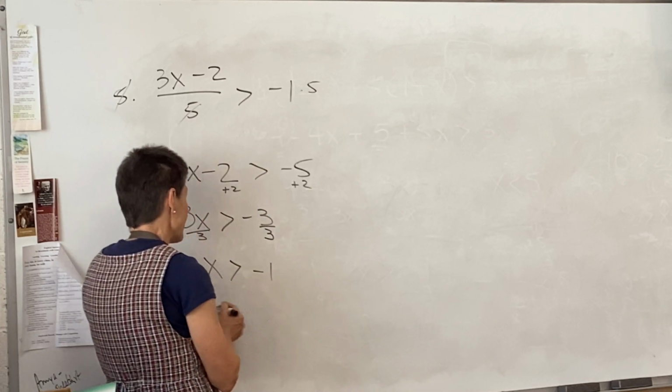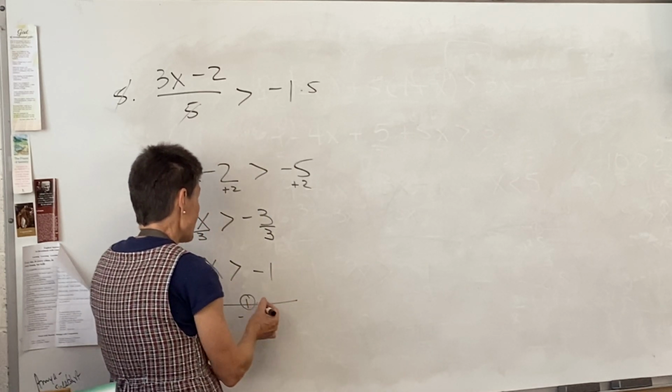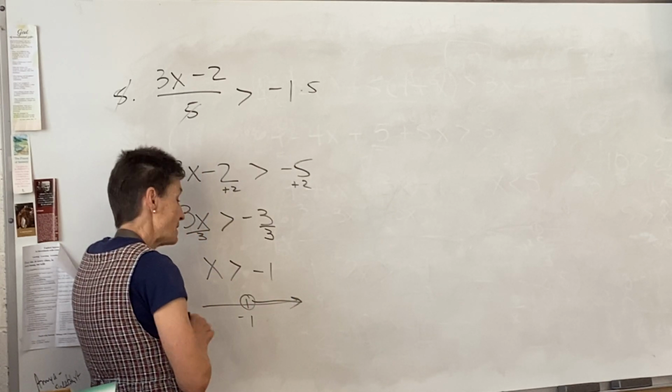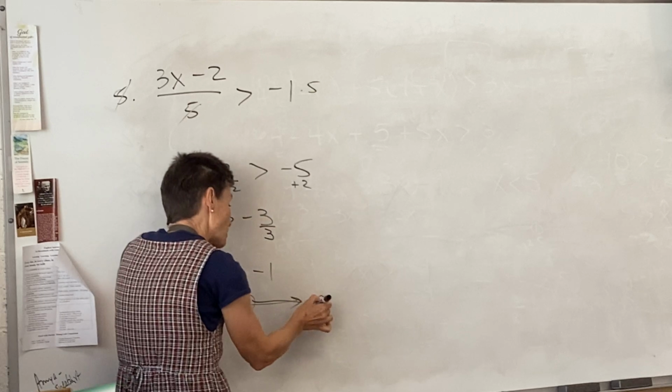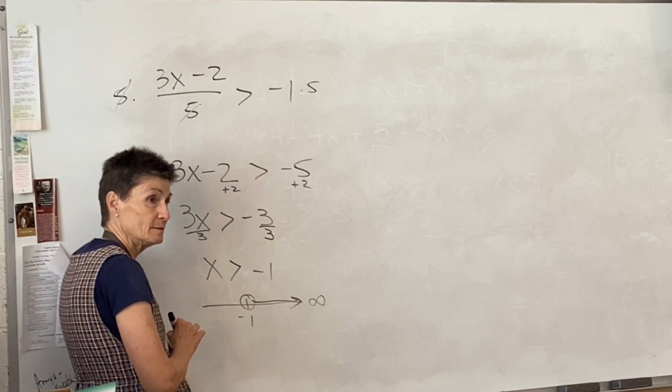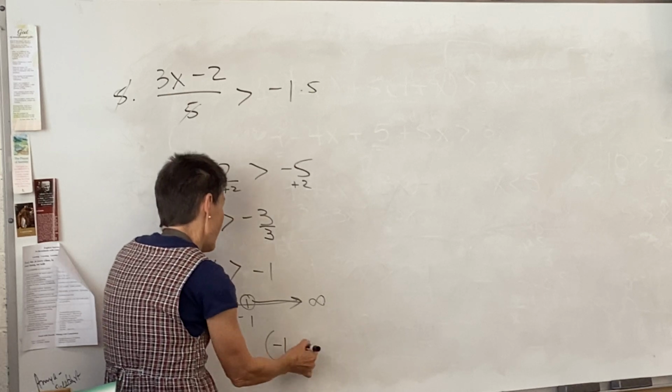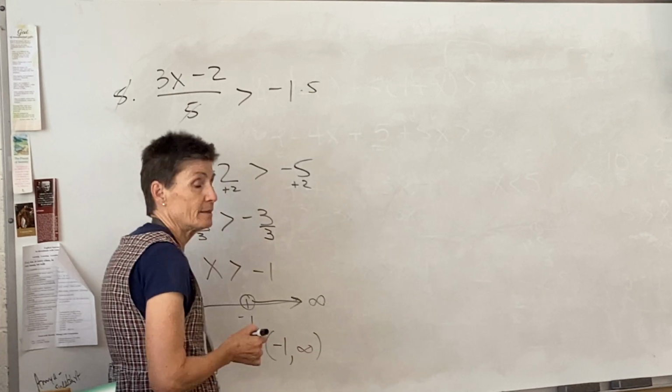Again, gotta write it as an interval. So this means this. This time I'm arrowing this way, so I'm using positive infinity. So my answer is negative 1, positive infinity.